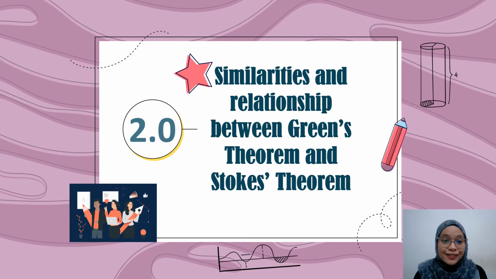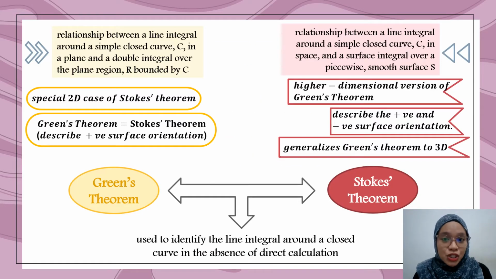Now I'm going to present the similarities and relationship between Green's theorem and Stokes theorem. Green's theorem gives the relationship between a line integral around a simple closed curve C in a plane and a double integral over the plane region R bounded by C. It is a special two-dimensional case of Stokes theorem, where Green's theorem is equal to Stokes theorem for the positive surface orientation. Stokes theorem gives the relationship between a line integral around a simple closed curve C in space and a surface integral over a piecewise smooth surface S.